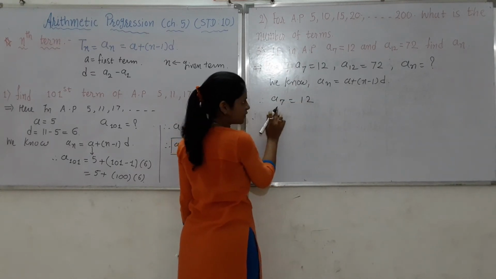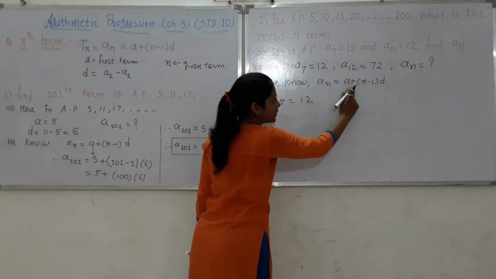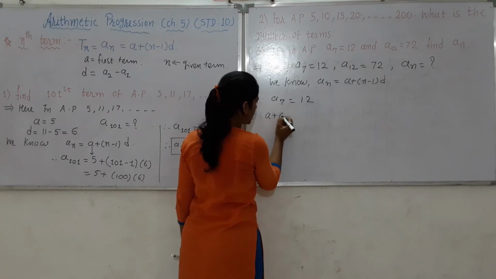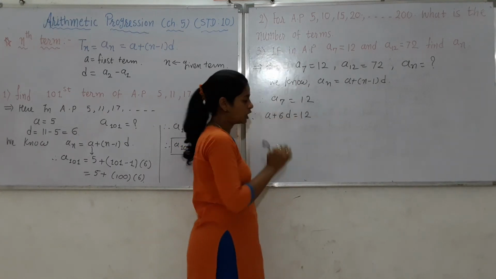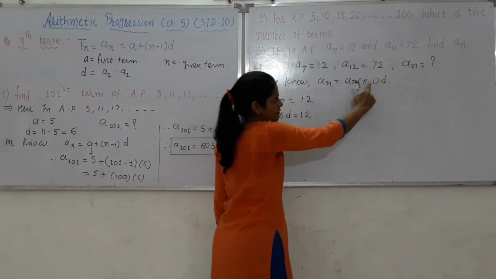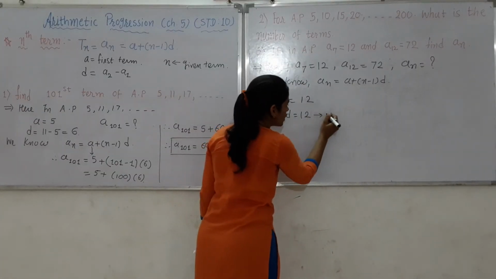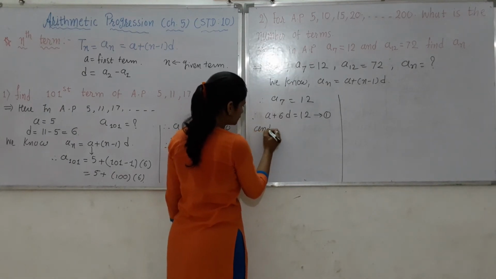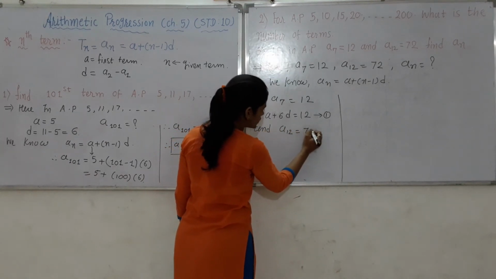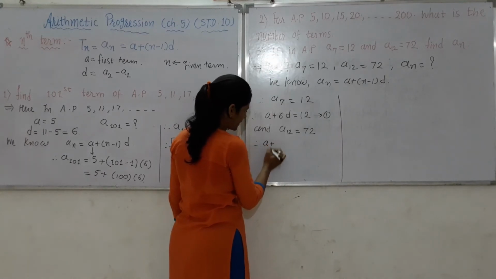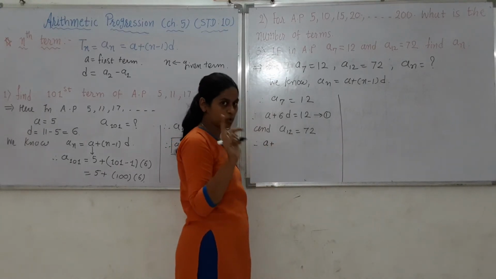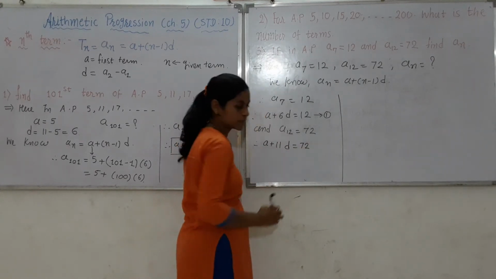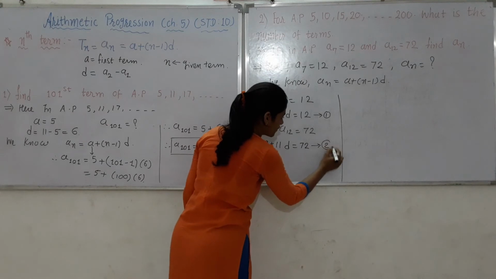Now A7 is equal to 12. So what is the A7 formula by using this? A plus 7 minus 1 into D. So this becomes A plus 6D is equal to 12. Understood? This 6 comes from 7 minus 1. So this is your equation 1. Same way, A12 is equal to 72. So you can write A plus 12 minus 1 into D. So 12 minus 1 into D becomes 11D, so A plus 11D is equal to 72. So this is your equation 2.